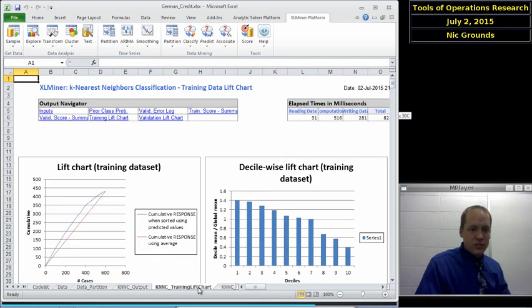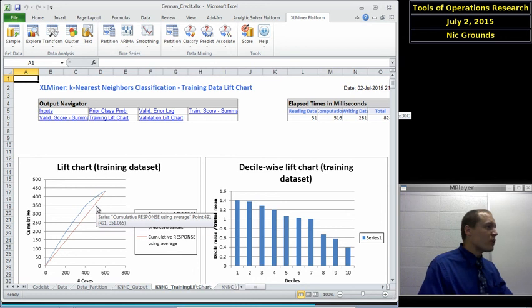Let's look at the training charts. There's a lift chart for the training data. So again, you have the red line meaning the average guess. So if 76, or I think it was 74% or 71% of the records got a loan, and we just guessed that, we'd get 70% of the records correct, right?